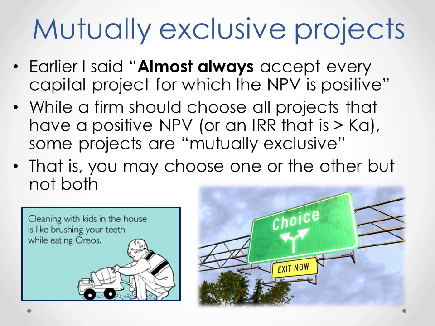And earlier, in an earlier slide, I said almost always accept every capital project for which the net present value is positive? Well, here it is. We've got 2 possible projects: tear down the administration building or refurbish the administration building. Both may have a positive net present value. This is the case where you almost always accept every capital project. In this case, you can't. You can either pick one or the other.